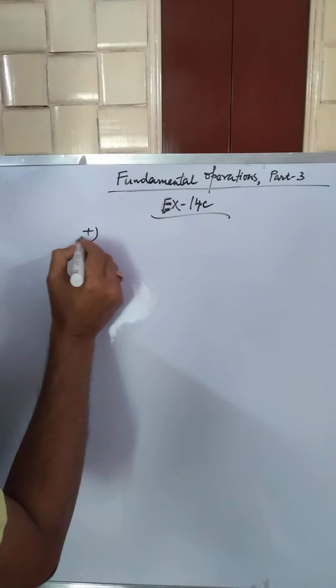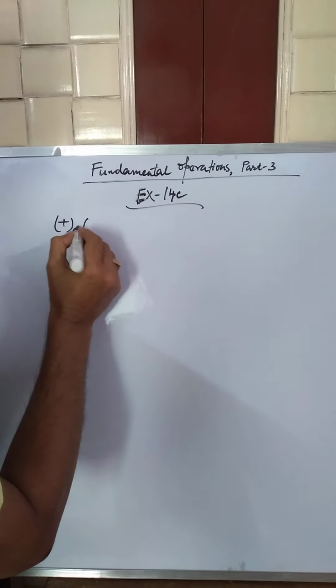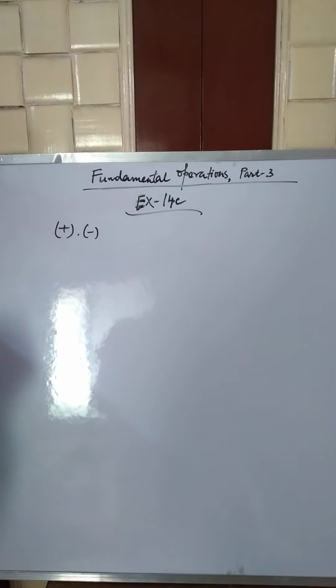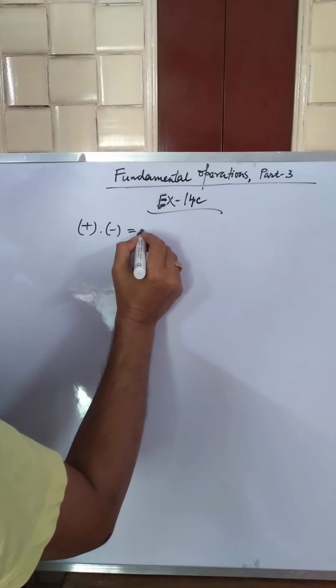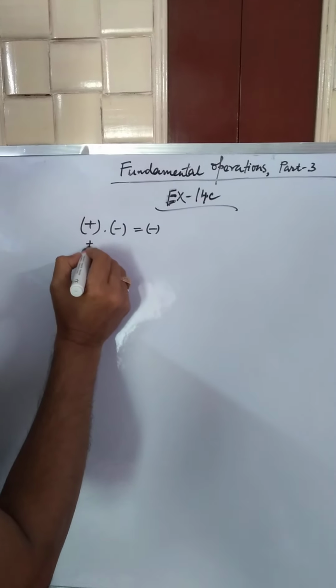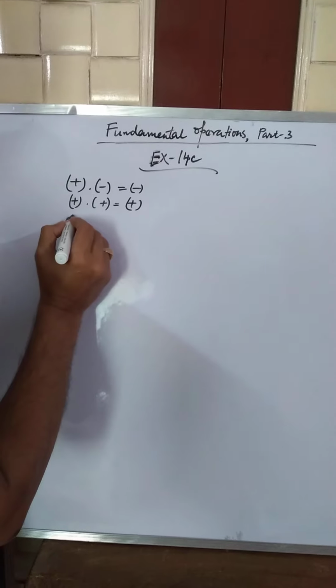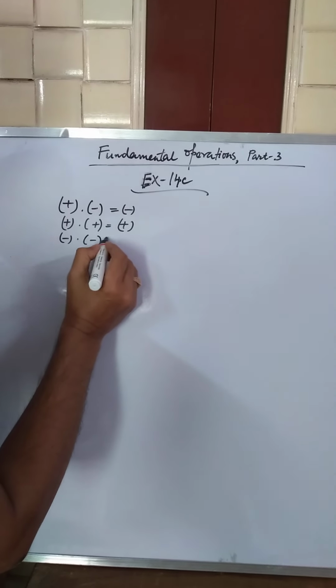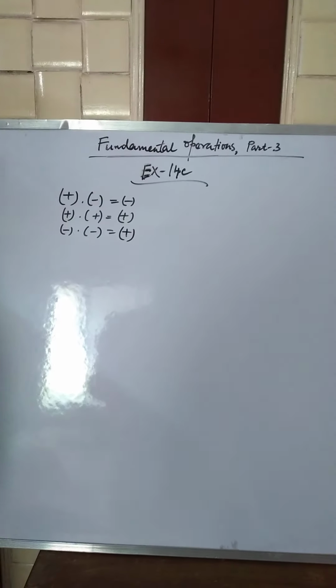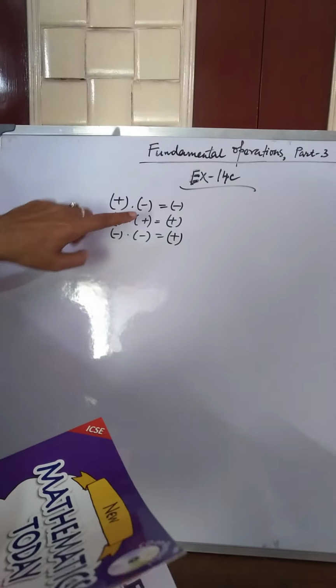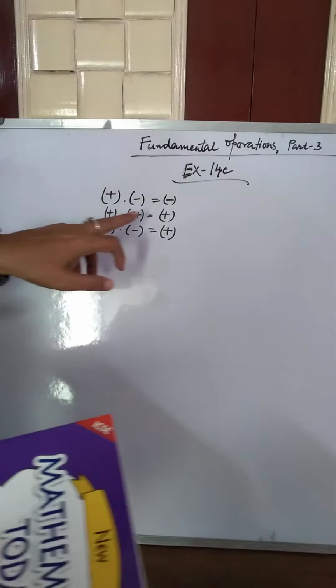When a positive sign is multiplied with a negative sign, this dot implies the multiplication, then the result is always negative. When the two positive signs are multiplied with each other, then the sign should be positive. When the two negative signs are multiplied with each other, then the sign should be positive. So, two positive signs multiplied with each other, the result is positive. One positive and one negative sign multiplied with each other, the sign is negative. And the two negative signs when multiplied with each other, the sign should be positive.